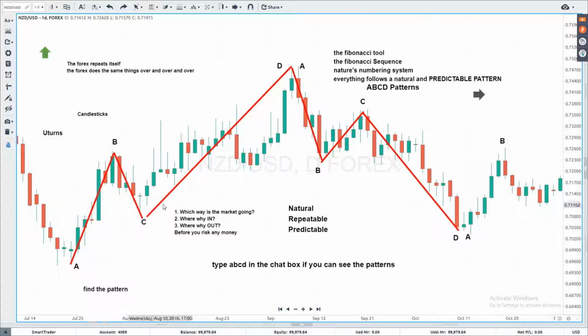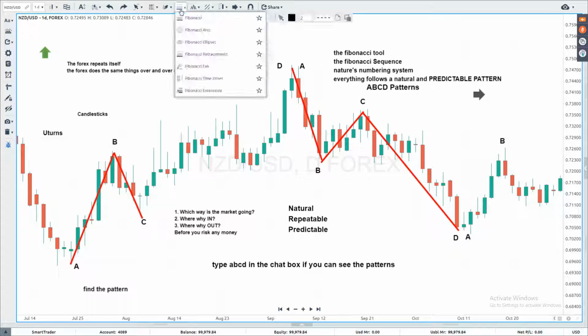All you have to do, and I'm going to clear this out a little so you can really see it. If you want to see if this is a natural and predictable pattern, you come up here to the Fibonacci drawings tool. You see this square right there? That's a menu. You're going to click on that, and it's going to drop down a menu. First thing you see is the MTI Fibonacci tool. We invented this. Nobody else has this. Okay? You're going to click on that.